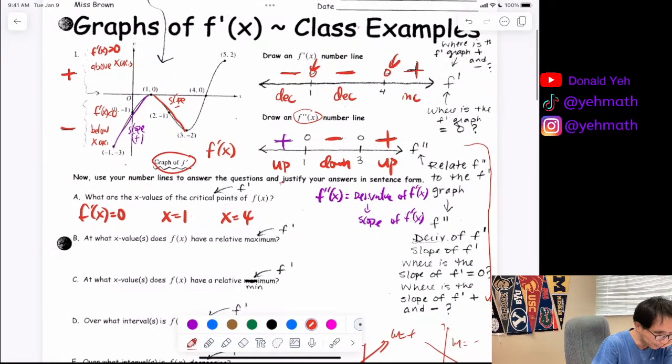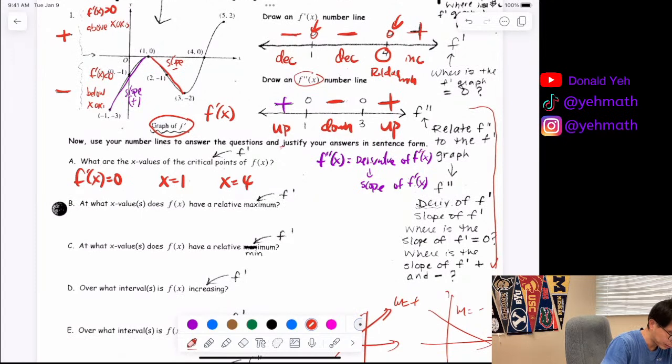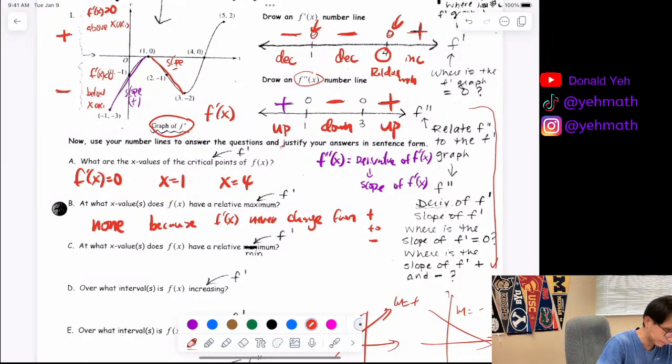Okay. At what value does f of x have a relative maximum? Adam? There is no point. Everybody agree? Yeah? Okay, there's no point, because there is only a minimum but not a maximum. So this is a relative min. There is none because f prime of x never changes from positive to negative. Is that okay? Okay.